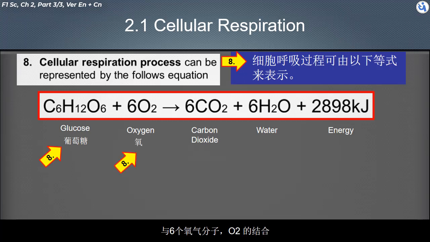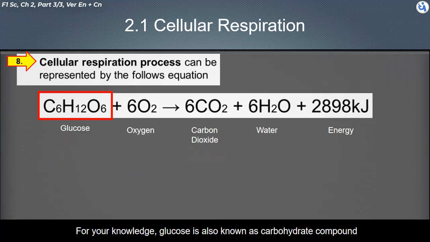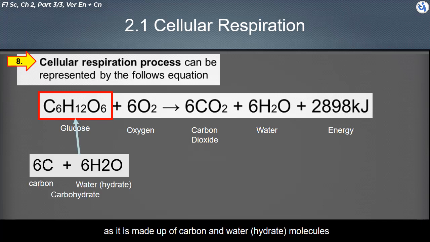For your knowledge, glucose is also known as a carbohydrate compound, as it is made up of carbon and water or hydrate molecules.